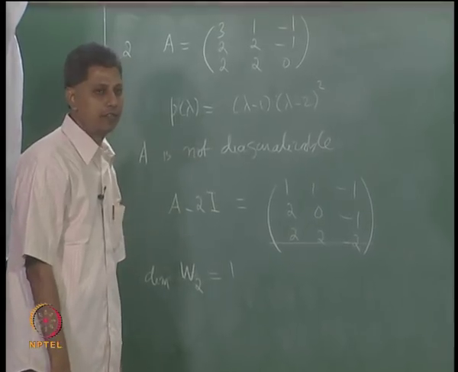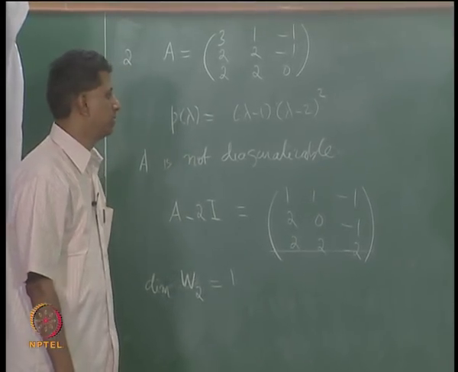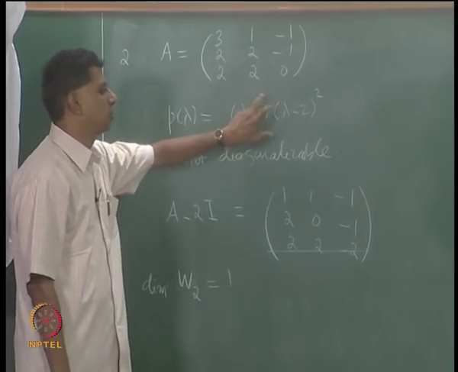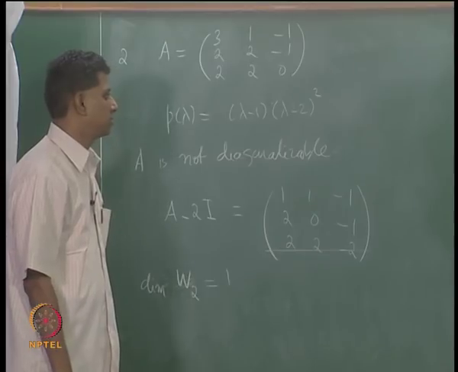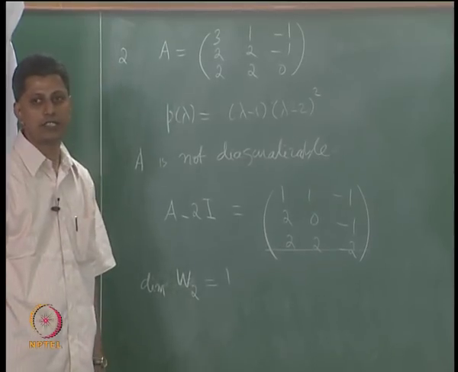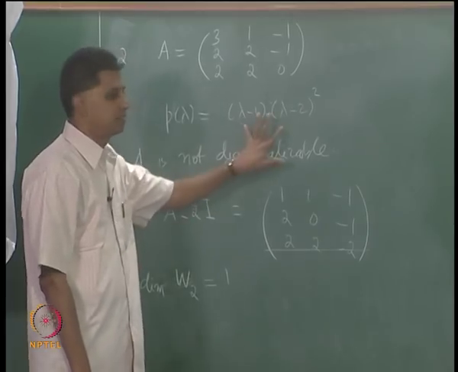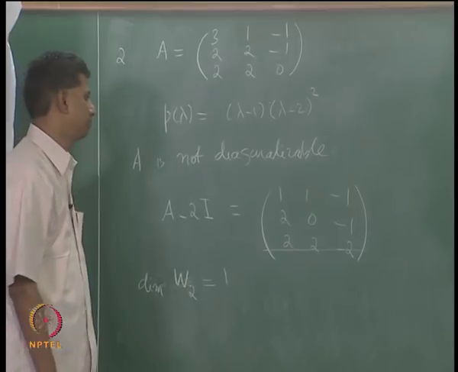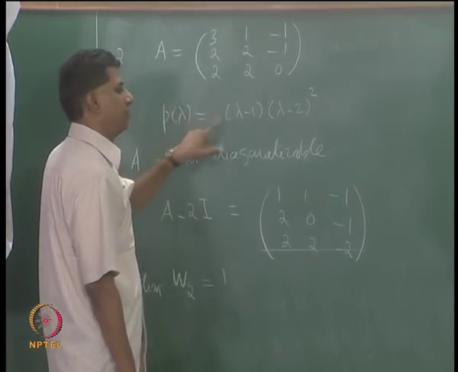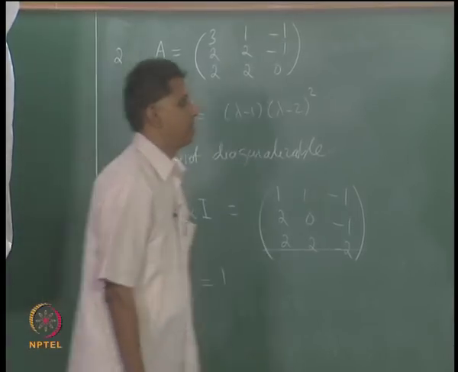You can verify (A minus I) into (A minus 2I) is not 0. The other choice is lambda minus 1 whole square into lambda minus 2. That is (A minus I) the whole square into (A minus 2I). Verify that that is also not 0. Finally, this is the other choice. Verify that m of lambda is p of lambda, okay, in this example.